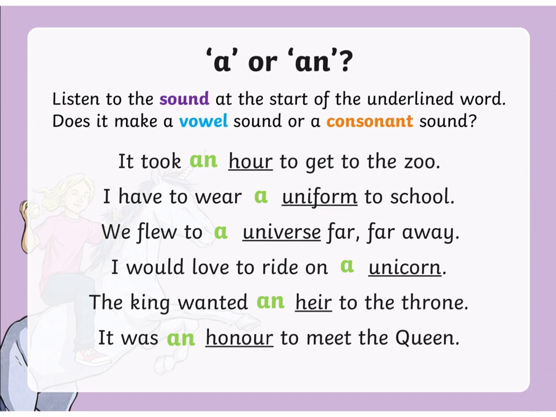Here are more examples of the vowel sound and consonant sounds. You will listen to the sound and understand the underlying words properly. It took an hour to get to the zoo. I have to wear a uniform to school. We flew to a universe far, far away. I would love to ride a unicorn. The king wanted an heir to the throne. It was an honor to meet the queen.